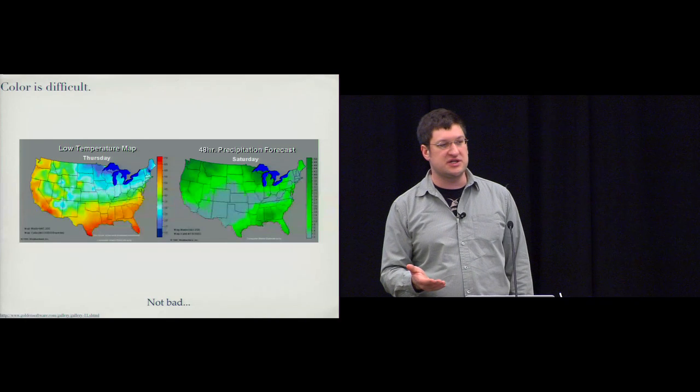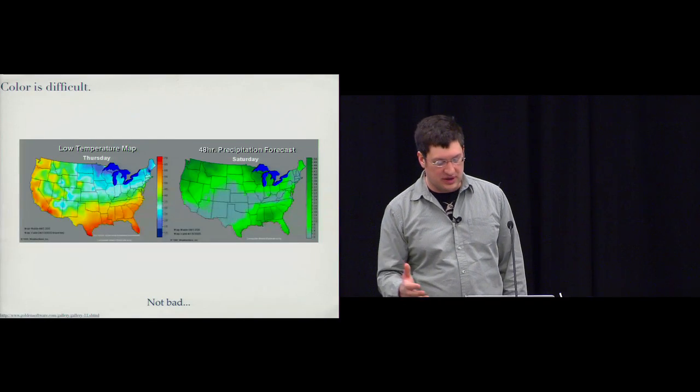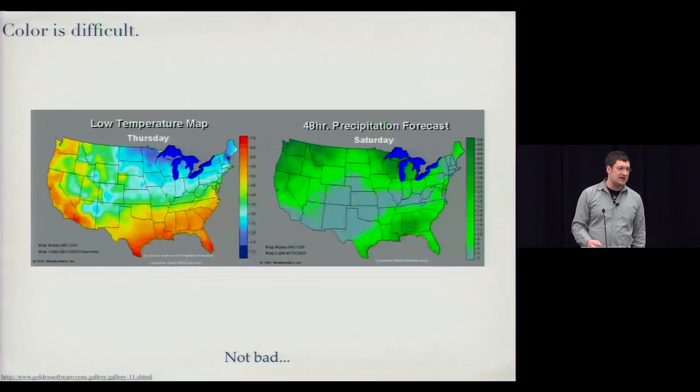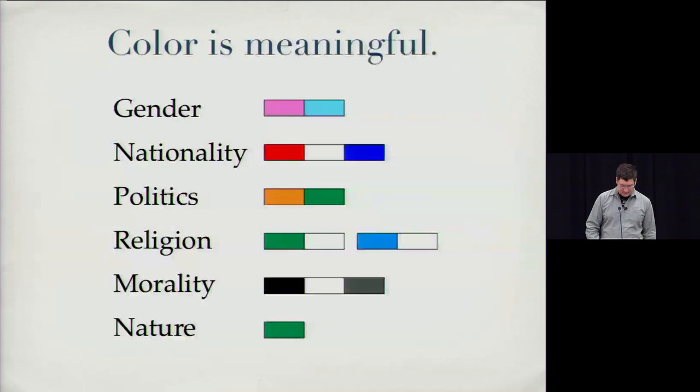And that's typically what you want to do when you're looking at intensity, whether it's a heat map or you're accumulating something: you do it with a gradient along a single color axis. Color is also very meaningful.